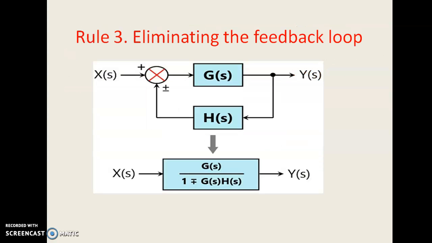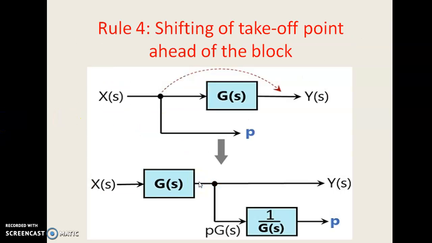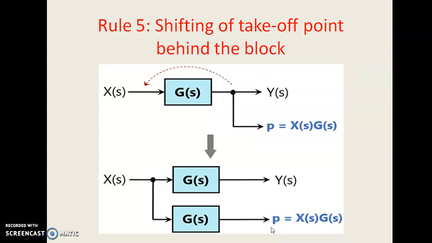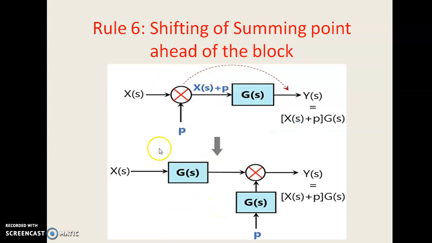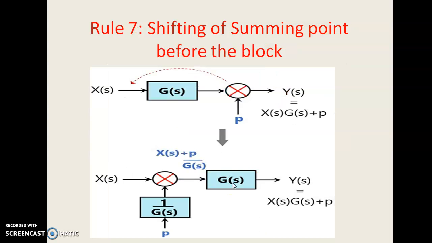And rule number 3, eliminating the feedback loop. It depends upon the negative or positive feedback. If feedback is positive, take minus here. If feedback is negative, take plus here. In the case of shifting of takeoff point ahead of the block, take the reciprocal of gain. Shifting of takeoff point behind the block, take G(s) as it is in that path. Shifting of summing point ahead of the gain block, take G(s) as it is in that path. Shifting of summing point before the block, take the reciprocal of gain.